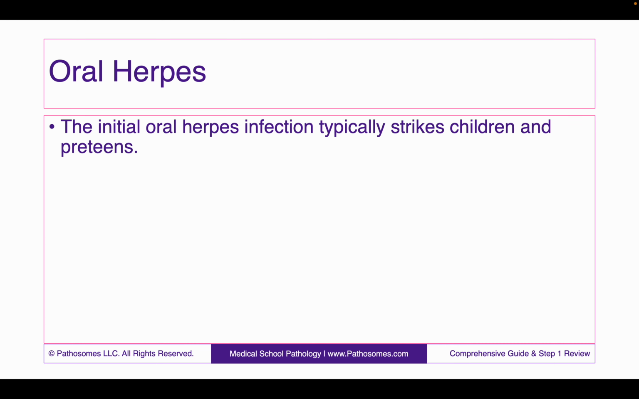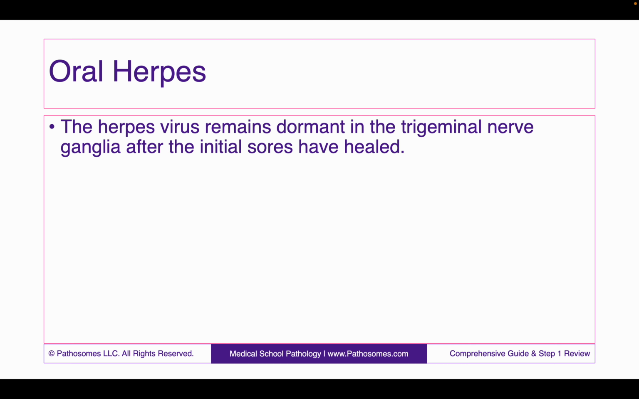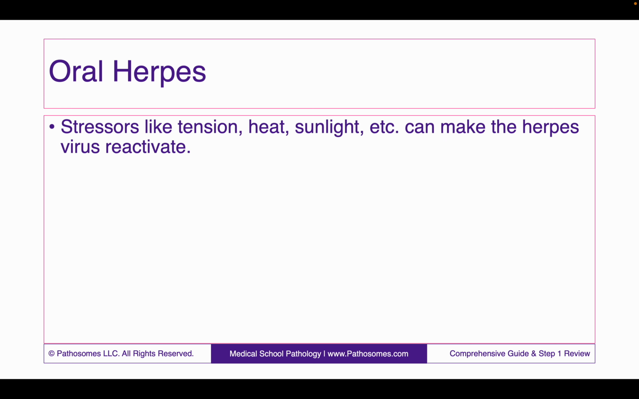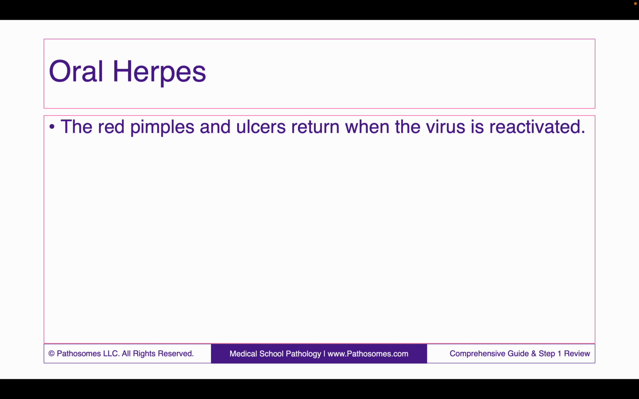So, the initial oral herpes infection typically strikes children and preteens. And the herpes virus remains dormant in the trigeminal nerve ganglia after the initial sores have healed. Stressors like tension, heat, sunlight, having to study for step 1, etc., can make the herpes virus reactivate. The red pimples and ulcers return when the virus is reactivated.